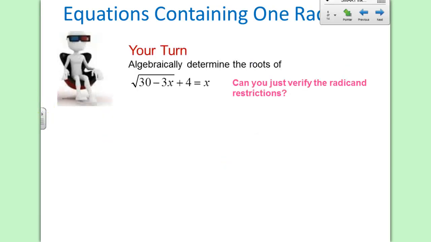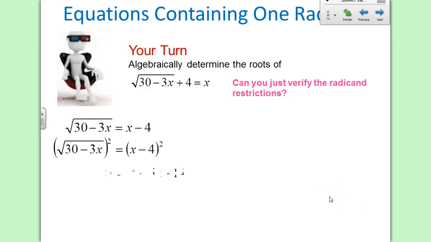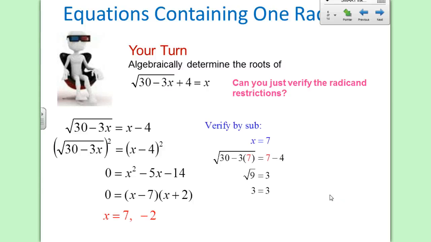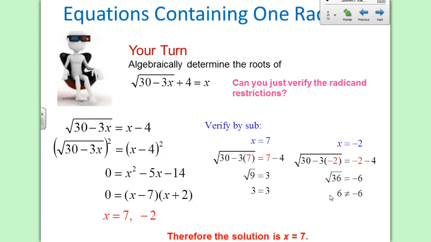Now it's your turn. Go, fly. Follow the rules that were discussed in the first example, one radical. Okay, now you've come back, you've done it. 30 minus 3x, I isolate, I square, I factor, and I get answers again of 7 and minus 2. I check by substitution, always, always, always. That one works. X equals minus 2 does not, therefore the solution is x equals 7.